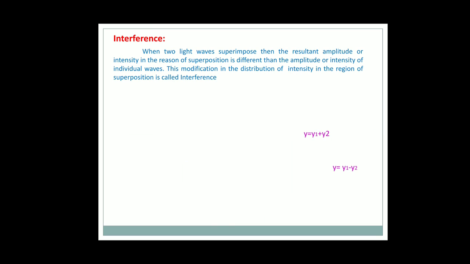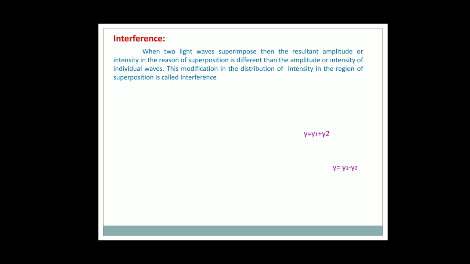So what is interference? If two waves, that is two coherent waves, superimpose on each other, the resultant amplitude or intensity in the region of superposition is different from the amplitude or intensity of the individual waves. Due to the superposition of these two waves, bright fringes or dark fringes are observed. This phenomenon is called interference. It means the modification in the distribution of intensity in the region of superposition is called interference.